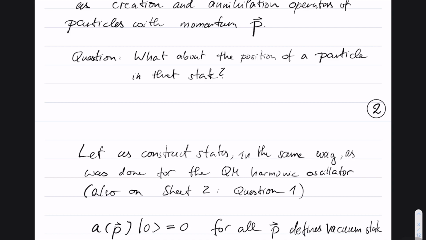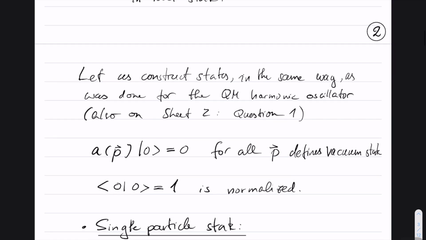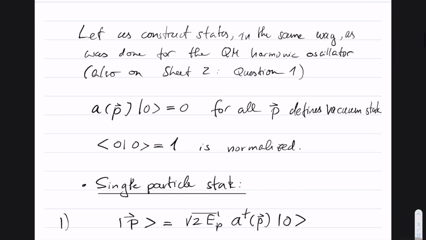But that again, on the philosophy of how to construct the observable of those states, we will discuss in a future lecture. For now, we want to construct states in the same way as we were doing for the harmonic oscillator. That is also something that you did in question 1 of sheet 2. We want to construct states by application of the creation and annihilation operators.